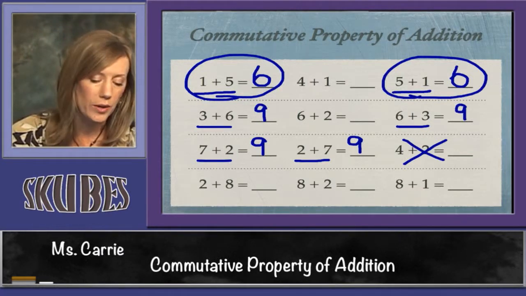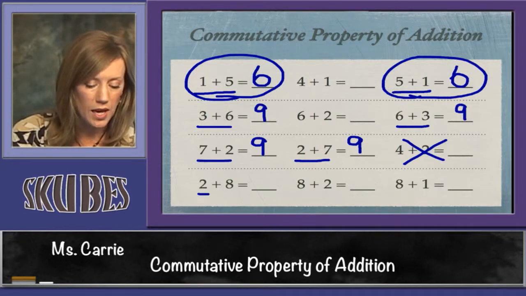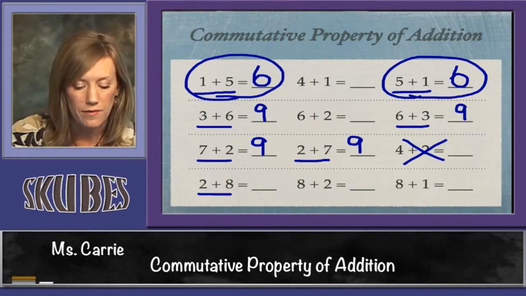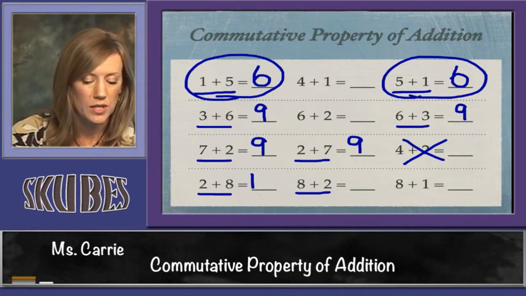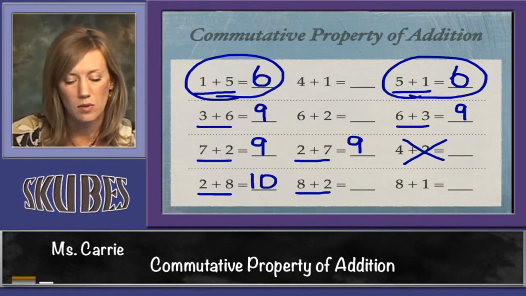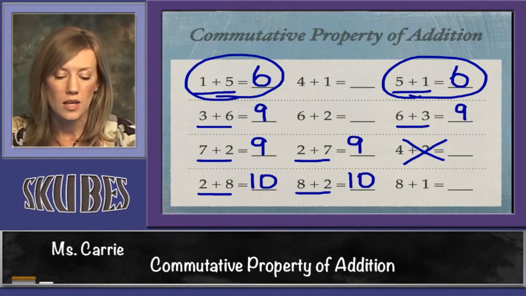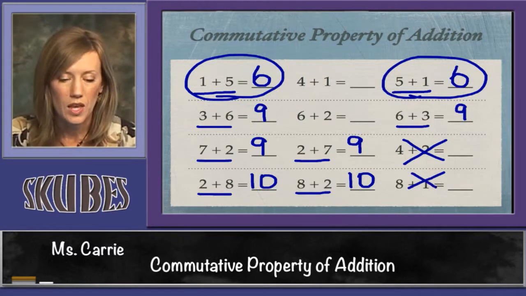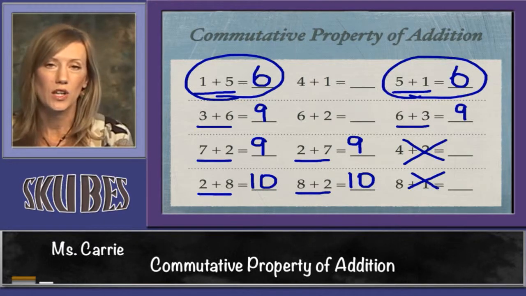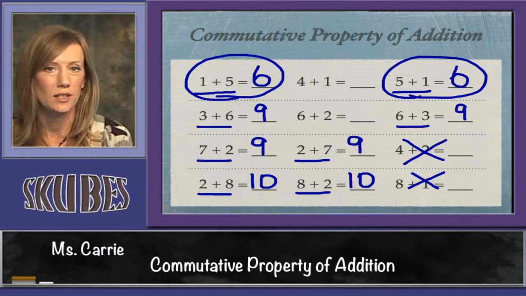Let's look at this last row. I see a 2 plus 8. I see if I flip that, I get 8 plus 2. I know 2 plus 8 is 10, and 8 plus 2 is 10. 8 plus 1, the 8's the same, but the 1 is different, so that one doesn't belong. That concludes our lesson today on the commutative property of addition.